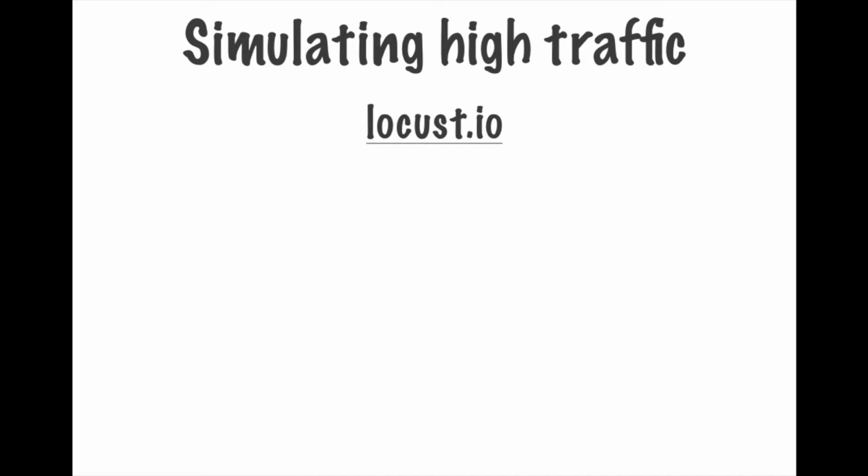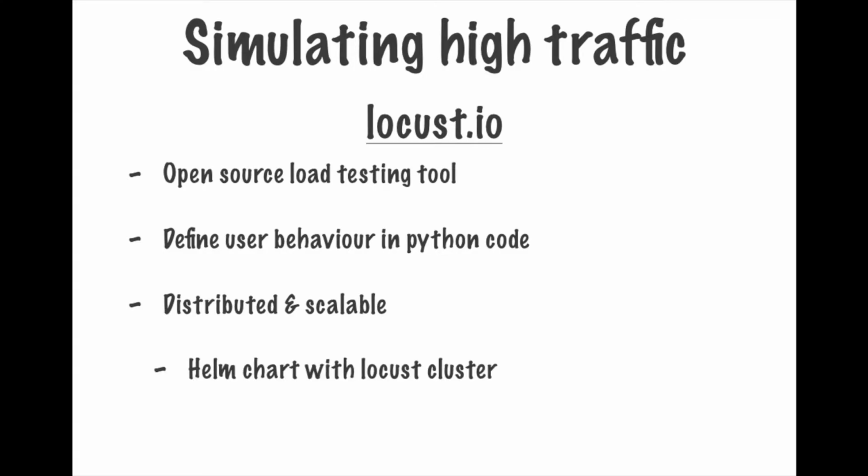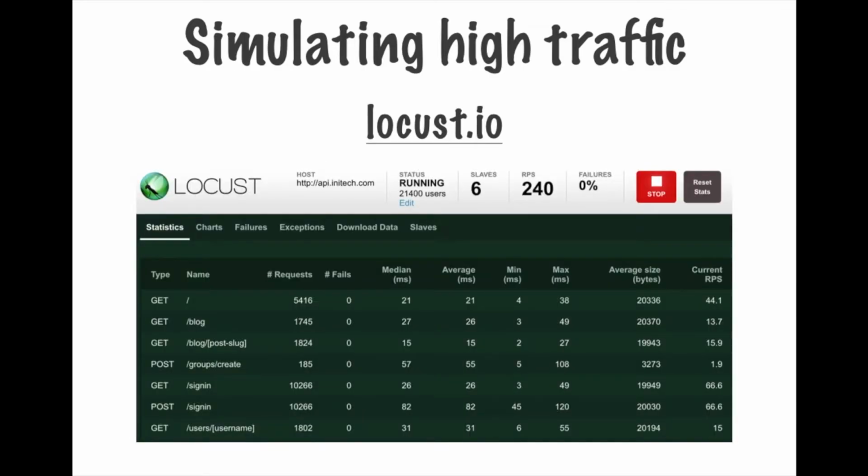What we actually use for simulating high traffic is Locust.io. It's an open source load testing tool. You define behavior in Python code, and it's distributed and scalable. What we used is a Helm chart with a Locust cluster. You define how many workers there are, and you have one master which is used for configuration. Then these workers simulate high loads, and you also have a web-based UI. It looks more or less like this.